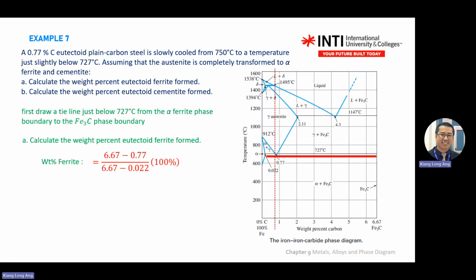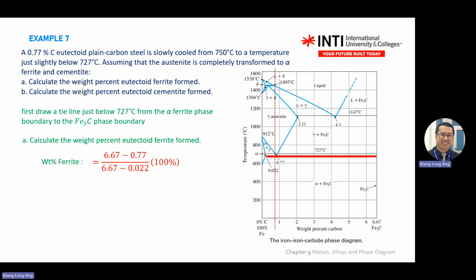So here you calculate 6.67 because it's a very long line here. So you take the maximum 6.67 minus 0.77 here, because the alpha here is 0.022. So you have this and this. The lever rule, LOS, but here you don't have the L. The L is above. But the concept is still the same. It's the opposite.